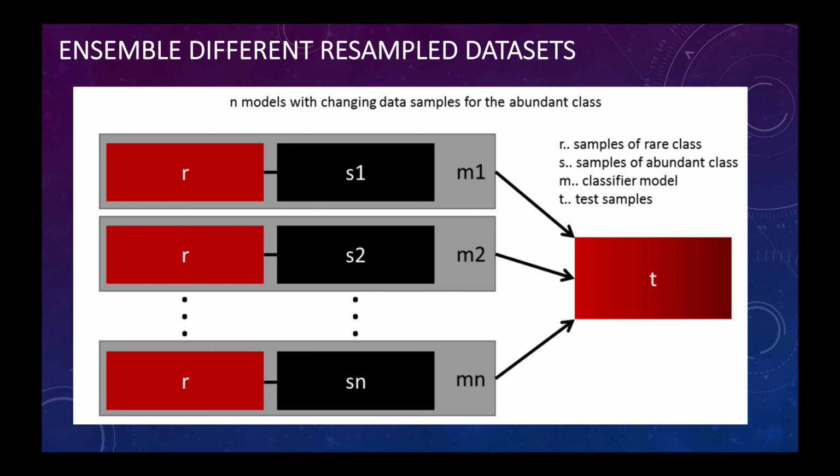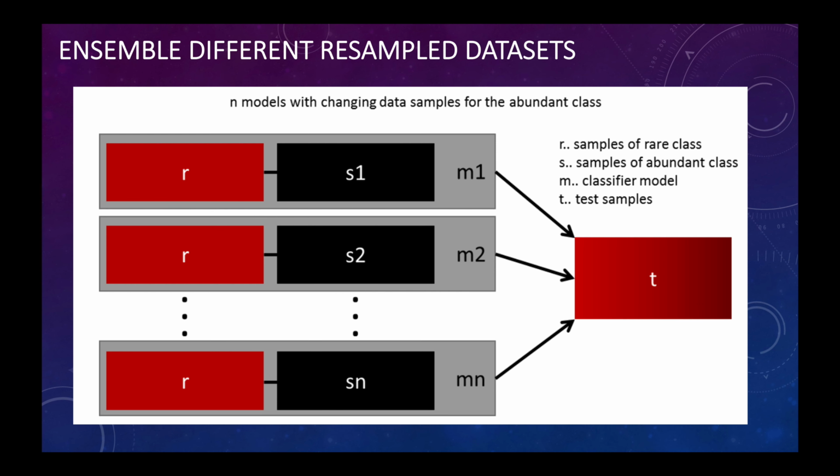So the fourth technique that we can use is ensembling different sampled datasets. The easiest way to successfully generalize a model is by using more data, right? So the problem is that out-of-the-box classifiers like logistic regression or random forest tend to generalize by discarding the rare class. One easy best practice is building n models that use all the samples of the rare class and n differing samples of the abundant class.